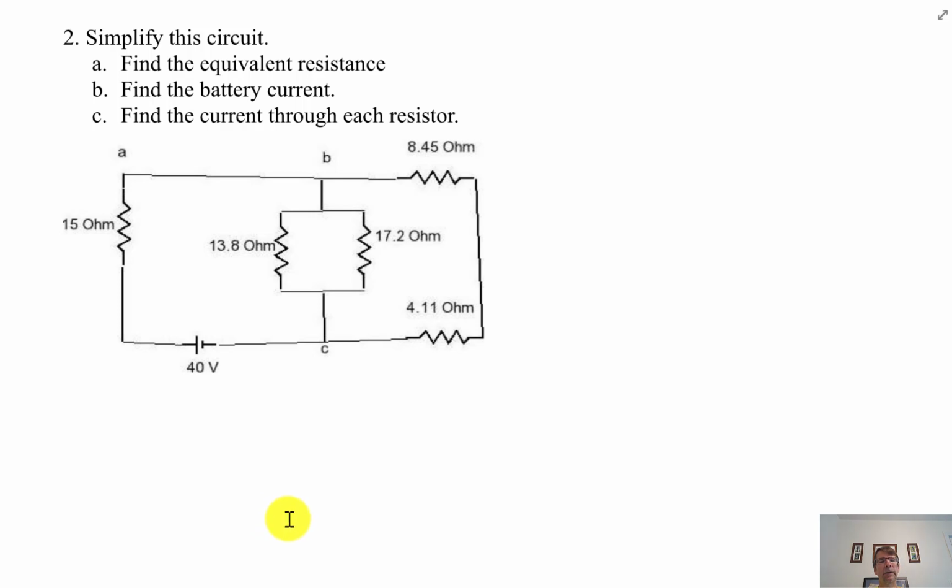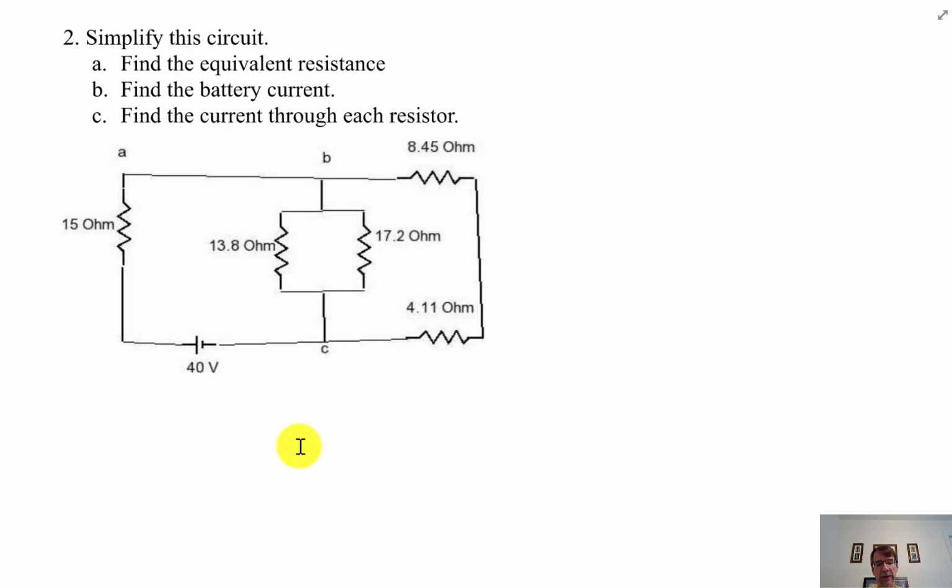All right, now we have a much more complex circuit. We have a battery right here, and we have 5 resistors. Some are in series, some are in parallel. It's a network of resistors. And the question is, where do you start?